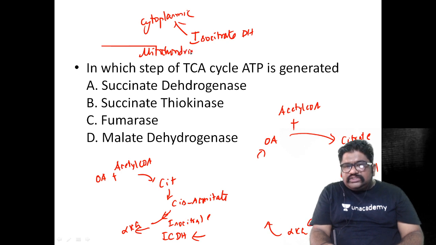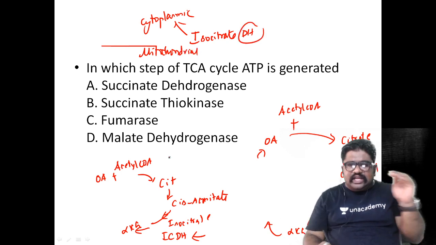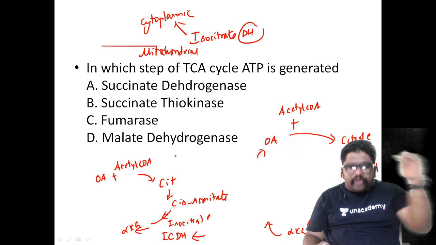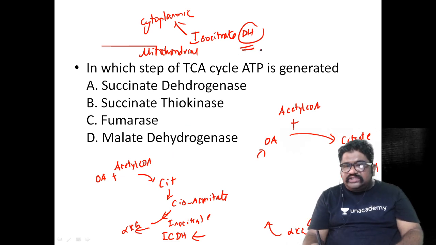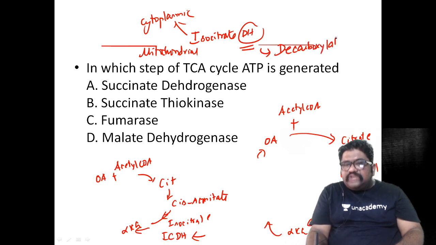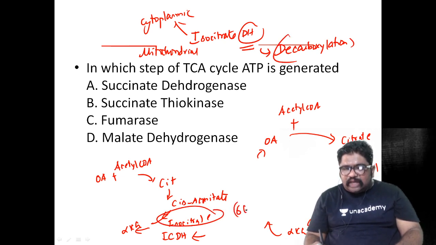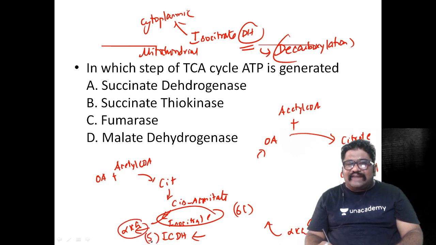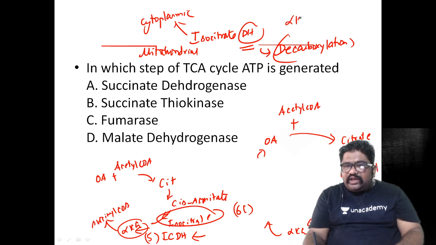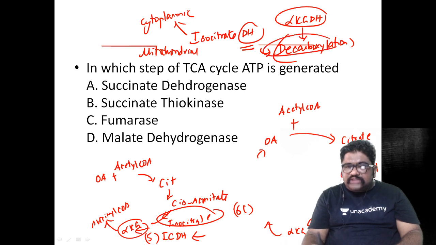And what is the function of this? This dehydrogenase, just like pyruvate dehydrogenase and alpha-ketoglutarate dehydrogenase, can help not only in dehydrogenase activity, they can also help in decarboxylation activity. Decarboxylation means removal of carbon dioxide. So, when I start with isocitrate, which is a 6-carbon compound, on becoming decarboxylated, it becomes a 5-carbon compound called alpha-ketoglutarate. Now, this alpha-ketoglutarate will become succinyl-CoA, and the enzyme is alpha-ketoglutarate dehydrogenase. This dehydrogenase also can cause decarboxylation.